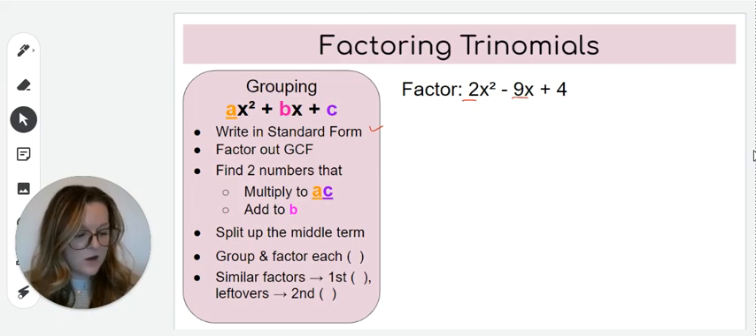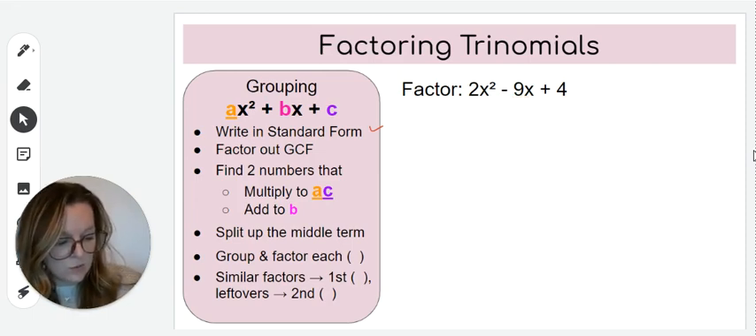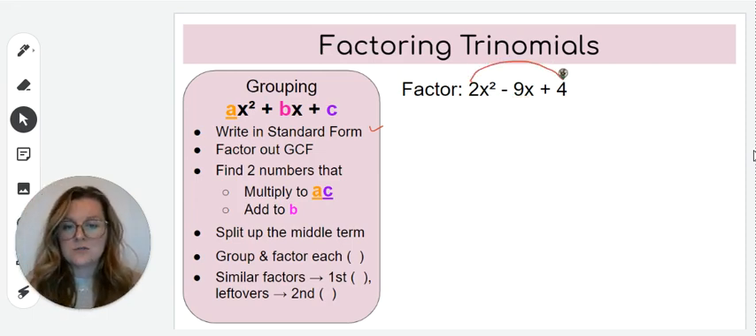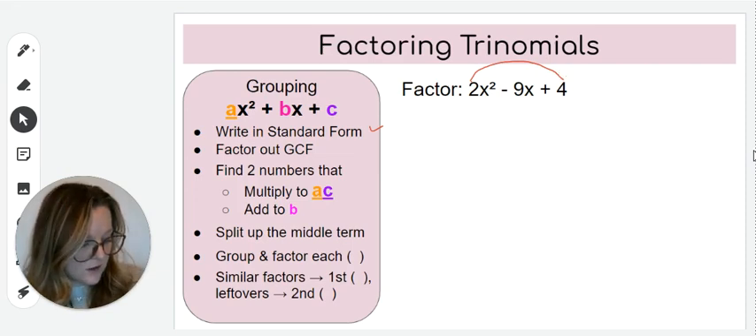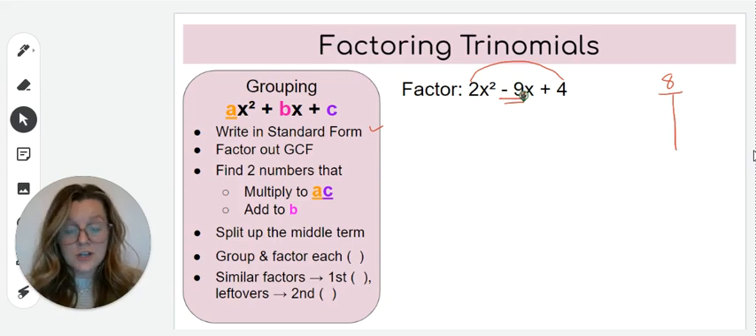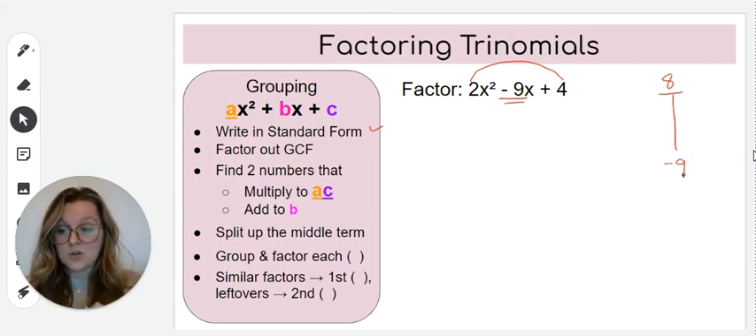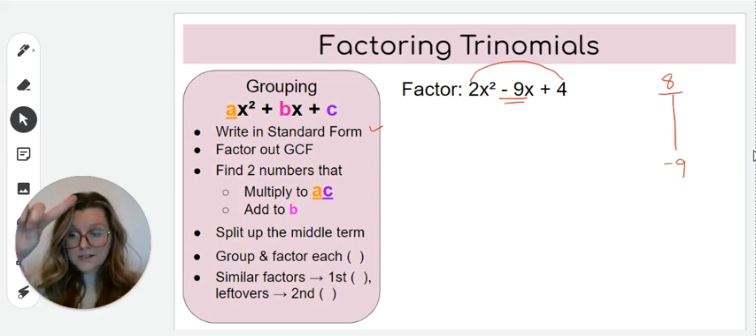Okay, so step 1 is always to do our rainbow, multiply first times last. So 2 times 4 gives me an 8 on top, and then the middle term goes on bottom. Make sure that it is a -9. Anytime they have a sign, make sure you put it there. Okay, so we're trying to find two numbers that multiply to 8 and add to -9.